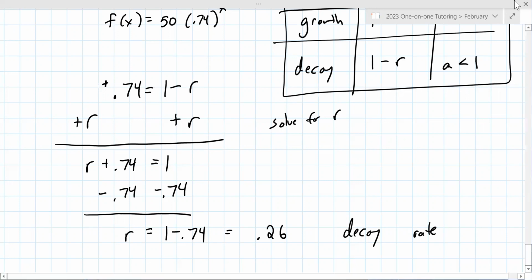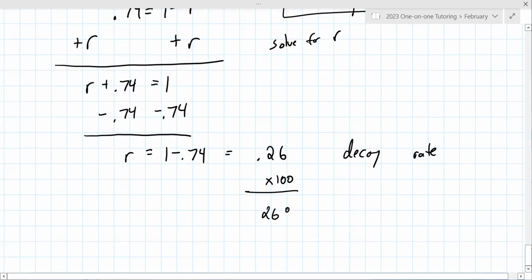They do want you to convert it to a percent. So to convert it to a percent, you multiply by 100. And that would be 26%, like that. Any questions on that or any follow-up for me that you need me to do? No. Okay.